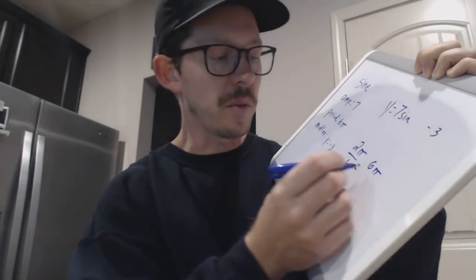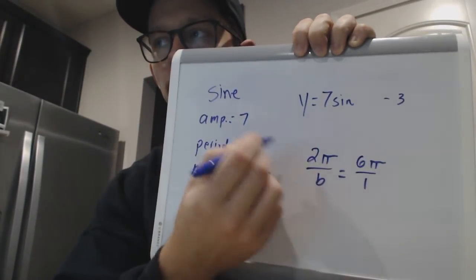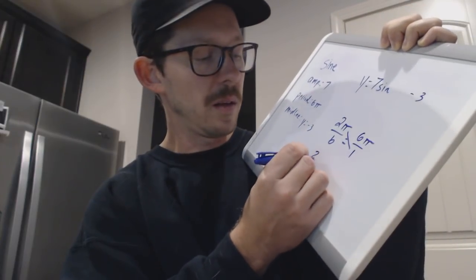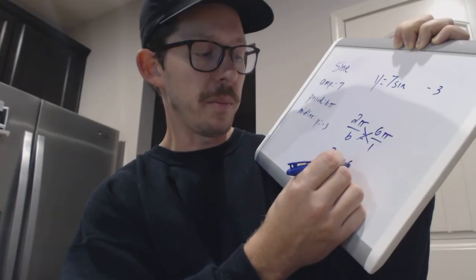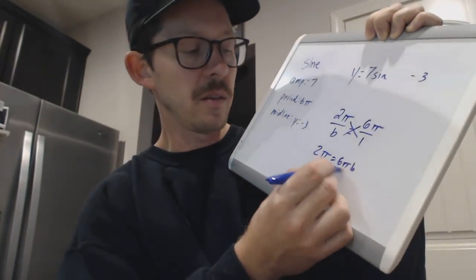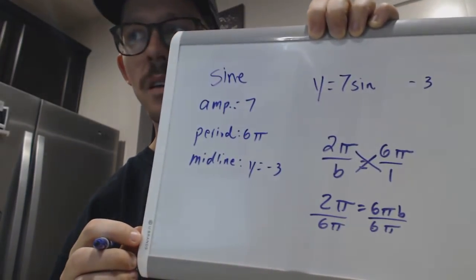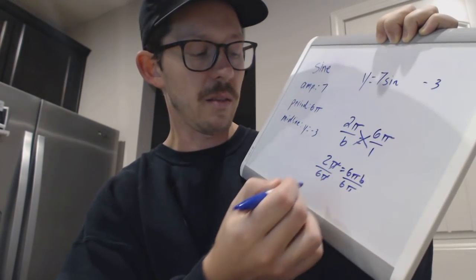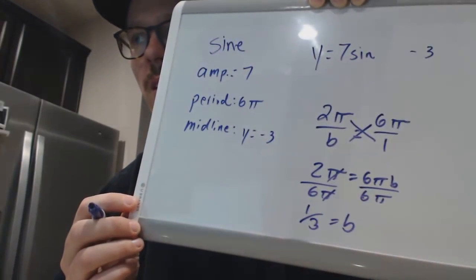And what I'm going to do here is make a little equation. If I take 2 pi over b equals 6 pi, well, 2 pi times 1 would be 2 pi, and 6 pi times b would be 6 pi b. How do you solve that for b? You just divide both sides by 6 pi, you see? And 2 pi divided by 6 pi, the pi's cancel out. 2 over 6 would be 1/3, right? So look, b is 1/3.